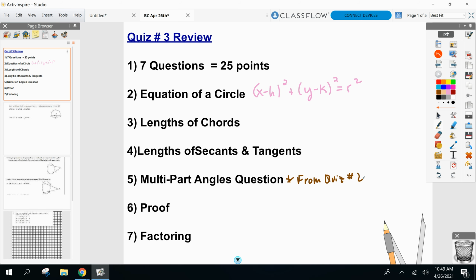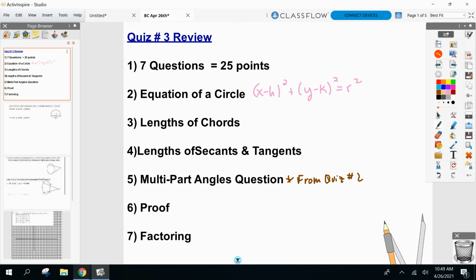For number 5, the multi-part angle questions, you show us a circle and then there's a bunch of different angles, parts A through F. I'm talking central, inscribed, what if the angle's on the outside? Angle formed by a tangent and a chord, all those. The arcs, I'm sure, will be in some ratio that you have to find x for first and then plug it back in. Exactly.